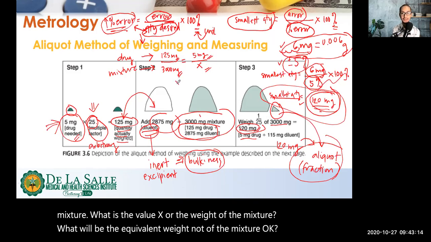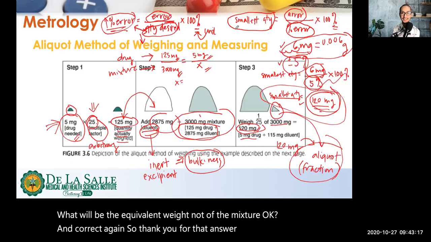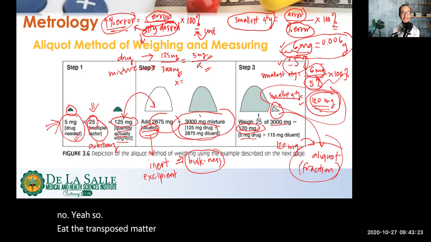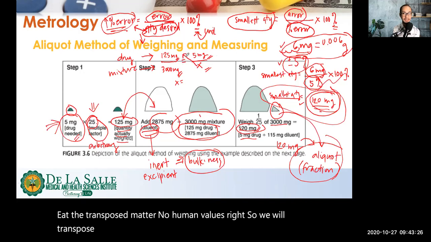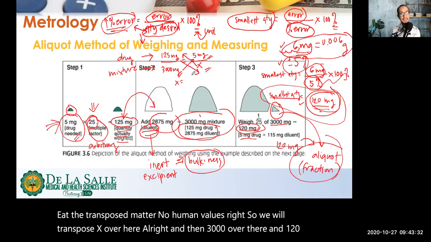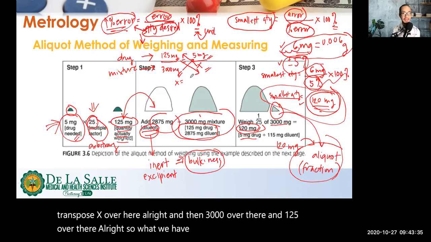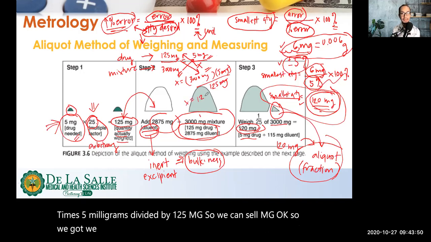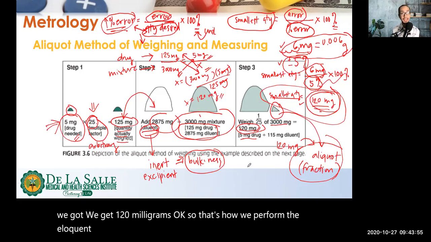Ayan, correct. Ayan, so thank you for that answer, Mr. Colico, no? Ayan. So, transpose lang natin, no, yung mga values. Okay? So, we will transpose x over here, okay? And then 3,000 over there and 125 over there, okay? Ayan, so what we have is x equals 3,000 milligrams times 5 milligrams divided by 125 milligrams. So we cancel milligrams. Okay, so we get 120 milligrams. Okay, so that's how we perform the Aliquot method of weighing and measuring.